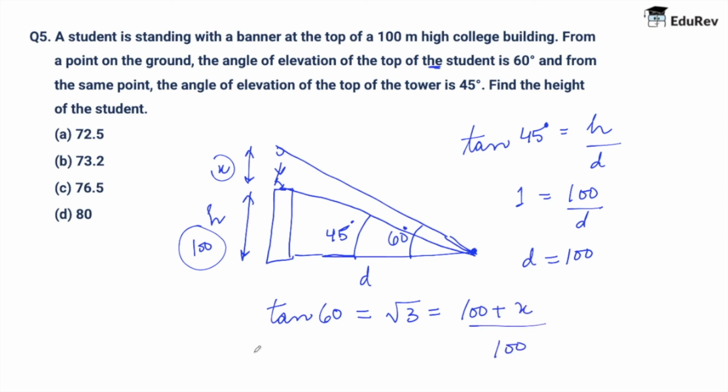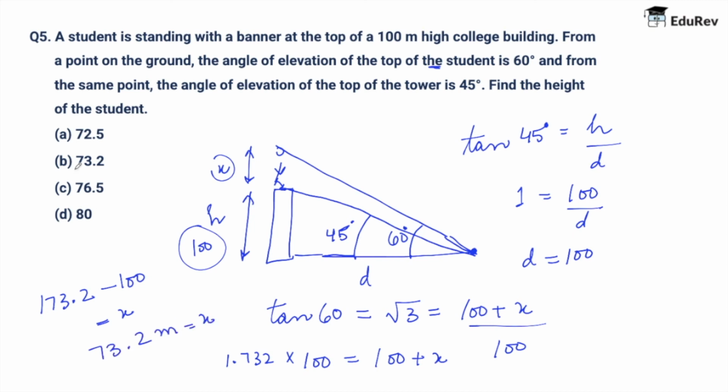Now root 3 is 1.732, so 1.732 into 100 will be equal to 100 plus x. That is 173.2. 173.2 minus 100 will be x, that is 73.2 meters will be x, that is the height of the student is 73.2 meters. So I hope you people understood this question.